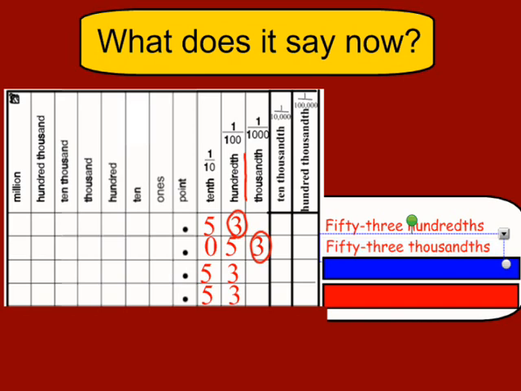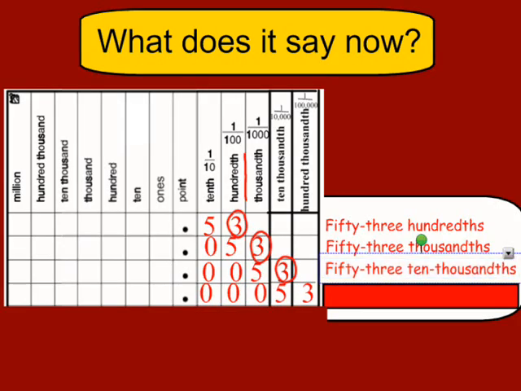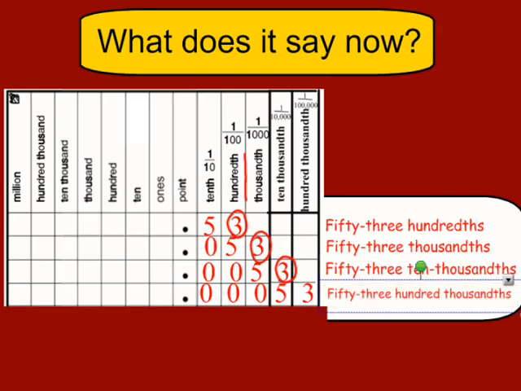What if I took the 53 and I moved it over yet another spot? Now the 3 is in the 10,000ths place. That would be 53 10,000ths. And if I were moving it over one more spot, that would be 53 100,000ths because the 3 is in the 100,000ths place.